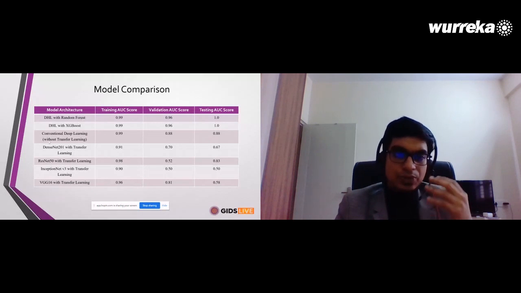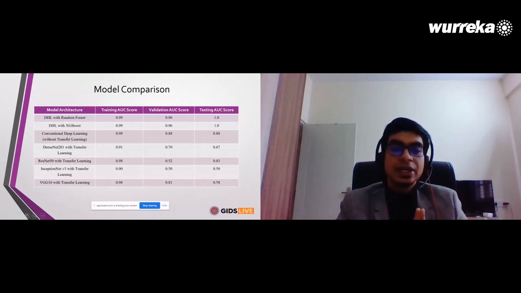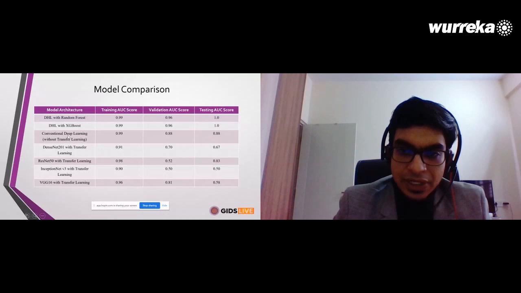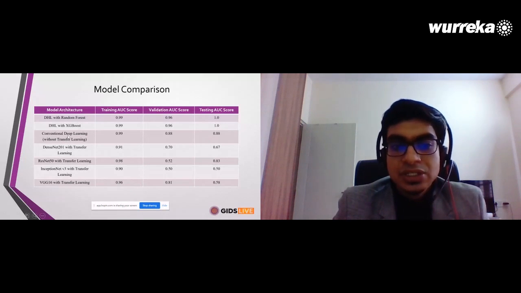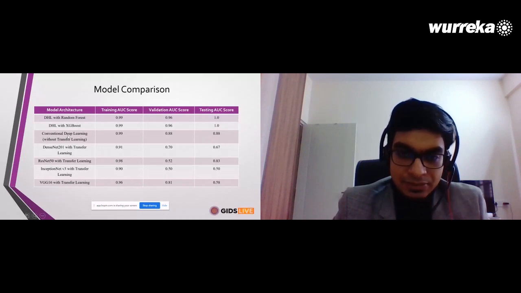Now, when we actually used a conventional deep learning model and trained it from scratch without any kind of transfer learning involved, we did get good results. It's not bad, but it is not as good as the deep hybrid learning approaches. The training accuracy was very good, but we see that the validation and the testing scores were a little lower, which shows the presence of overfitting. And as I said, deep learning approaches are quite prone to overfitting sometimes, and we can also see that.